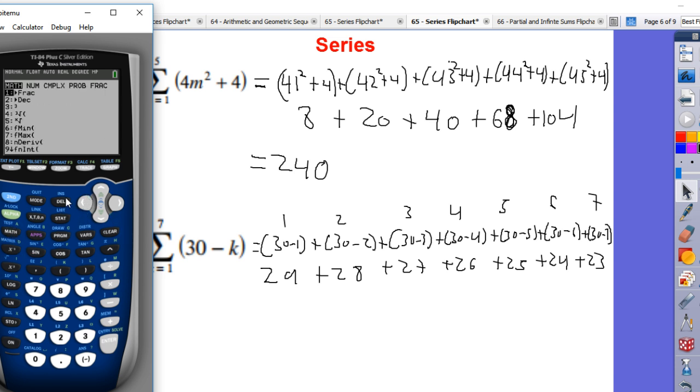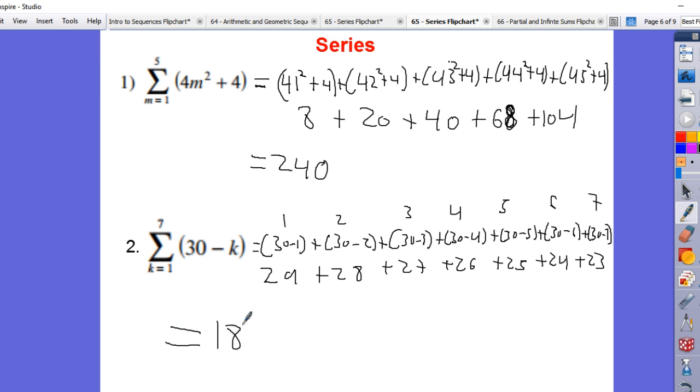If you want to do it in your TI, you go to math, down to summation. Our variable is x. I hit the x button. Our starting number is 1. Our stopping number is 7. Our formula is 30 minus the variable, in this case 30 minus x. Then we evaluate. We hit enter. And the answer is 182.